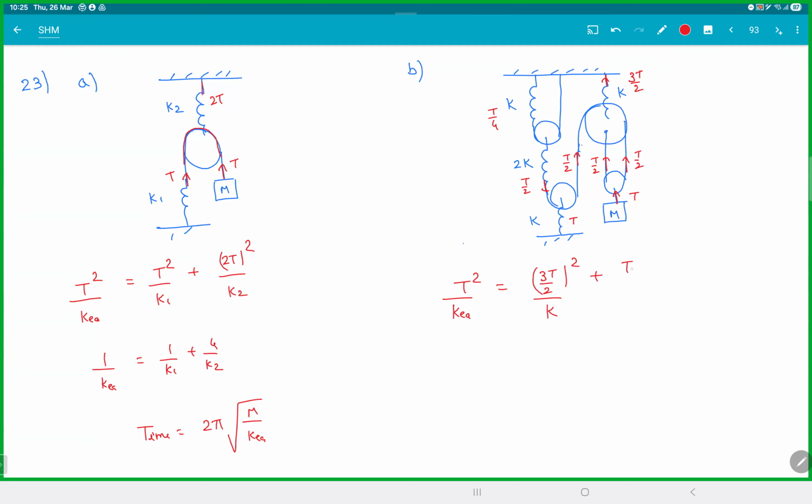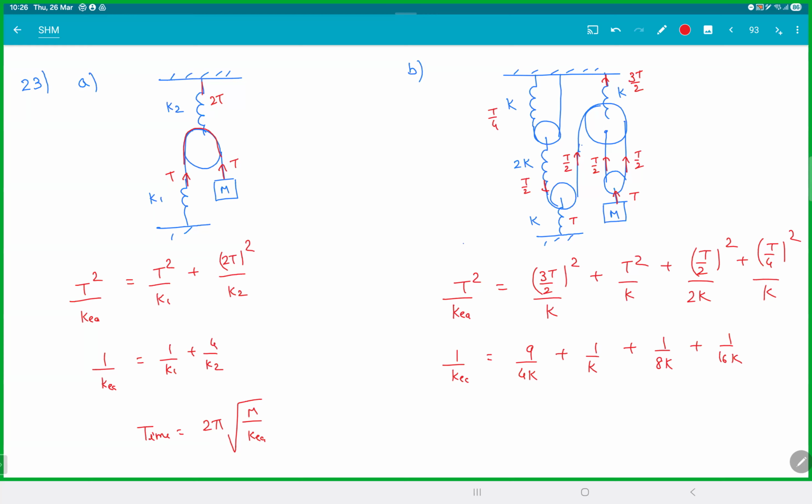Then the next spring is T square by K. Then the next spring is (T by 2) whole square by 2K. Please check your terms. If you got this, then you got it. Then that last spring is (T by 4) whole square by K. Yeah, I don't think you'll get a good one. I'm not sure though. It will be 9 by 4K, 1 by K, 1 by 8K, 1 by 16K. Please check this. So once you got it, you're done. You'll get the answer.